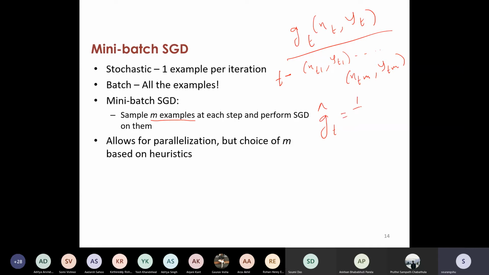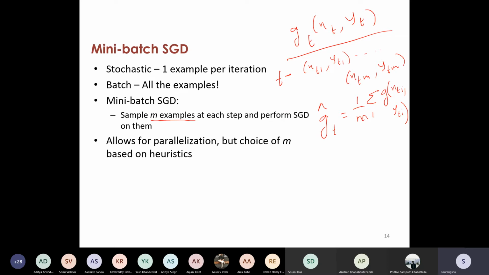Then your new gradient, let's call this G hat T, is just going to be 1 by m summation over i of the gradient of the loss at xti comma yti. The update equation is exactly the same, there is no change. This is called the mini batch SGD. This is what is generally used.